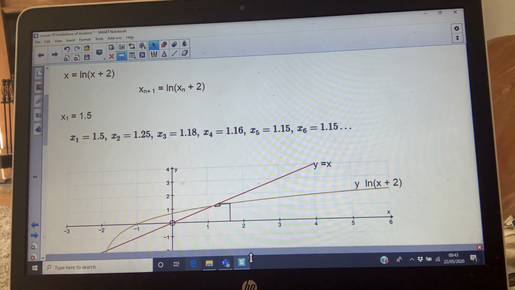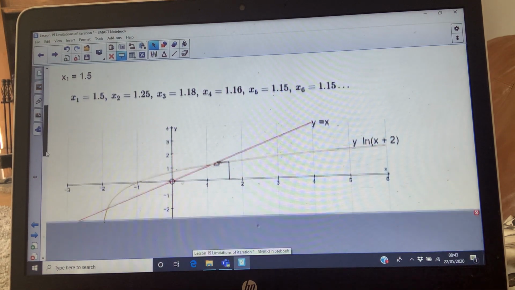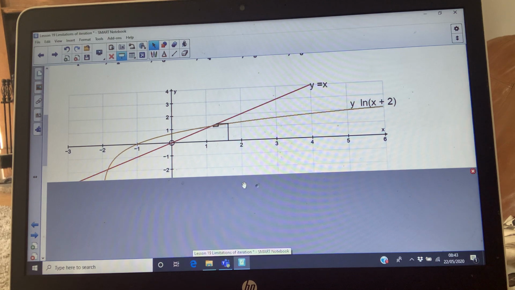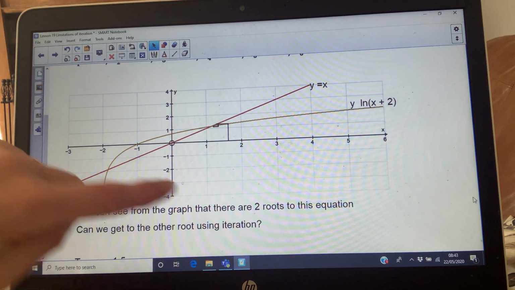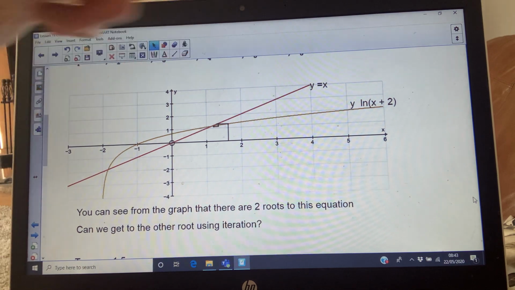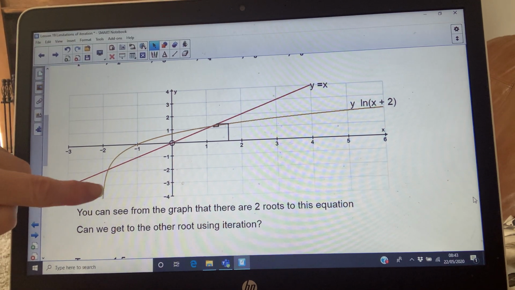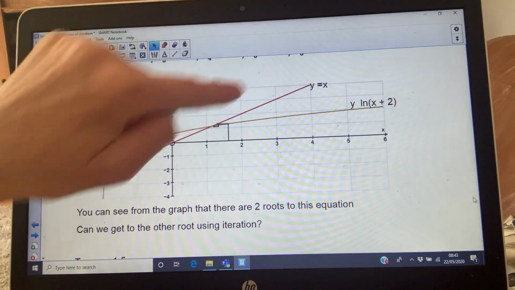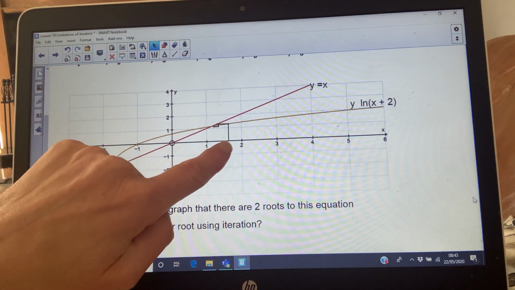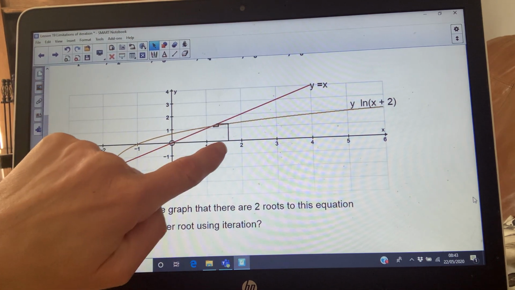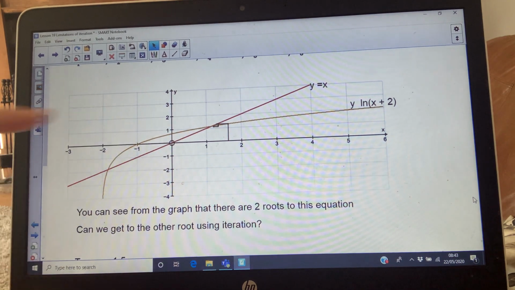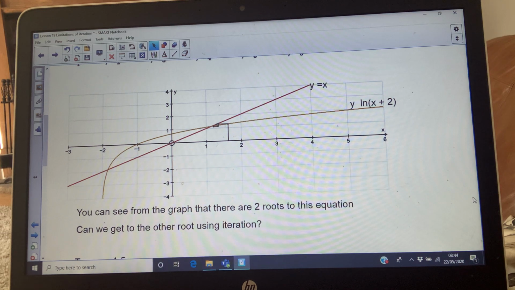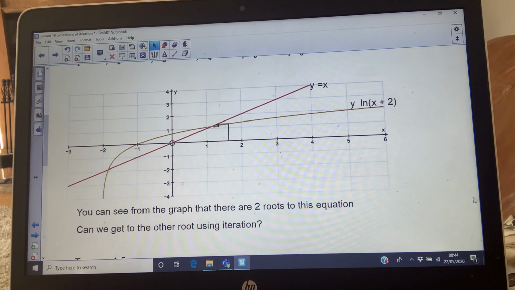This is what it looks like graphically. So you can see here, here's my y equals x, and it's obviously a different curve. If I start at 1.5, here's my root. I've gone curve, line, curve, line, curve, line. It has converged pretty quickly to my root, my solution.